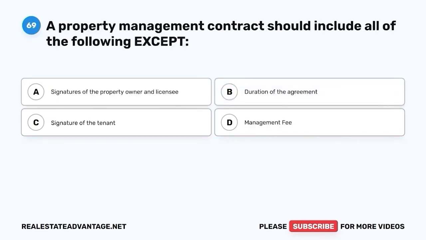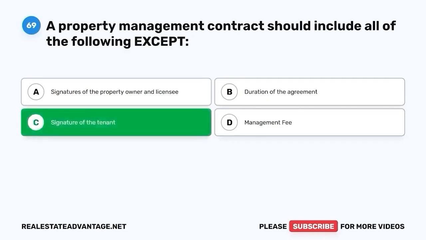Question 69. A property management contract should include all of the following, except A. Signatures of the property owner and licensee. B. Duration of the agreement. C. Signature of the tenant. D. Management fee. The correct answer is C.